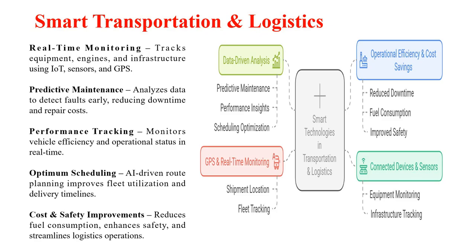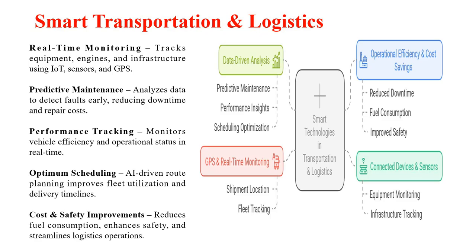The first key benefit here is real-time monitoring, that is easy monitoring of equipment and infrastructure, where the connected sensors and IoT devices will help to track the health and performance of the vehicles and engines in real time. And you have GPS and RFID systems, which will provide precise location tracking of shipments and fleets.